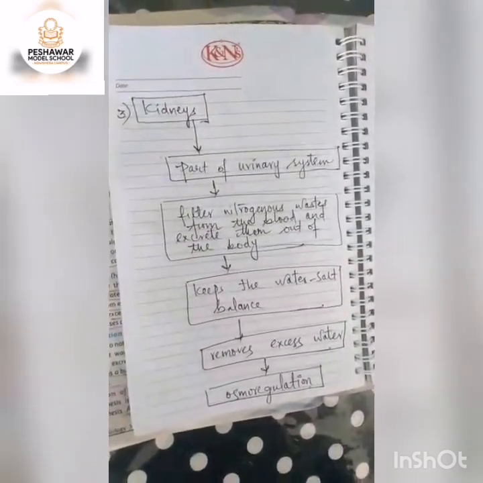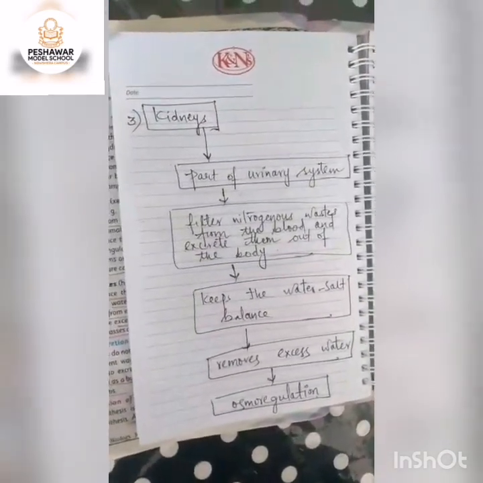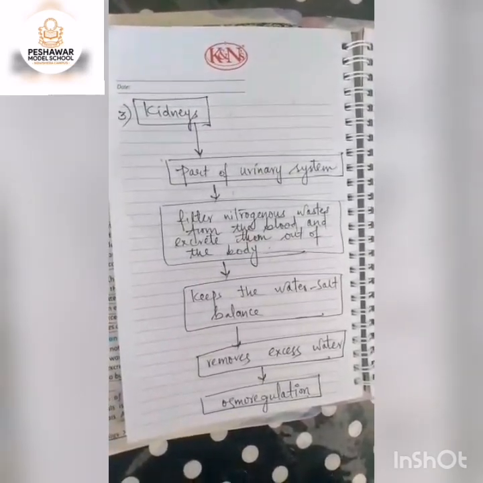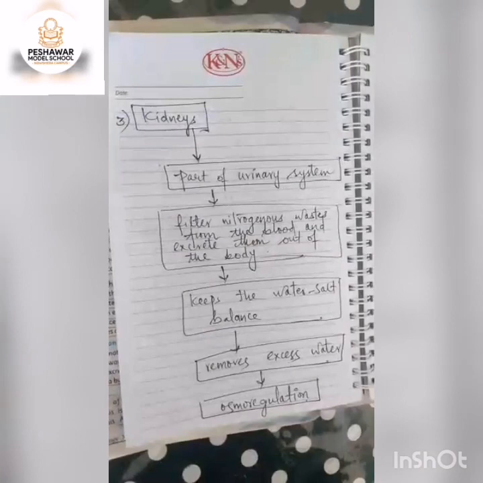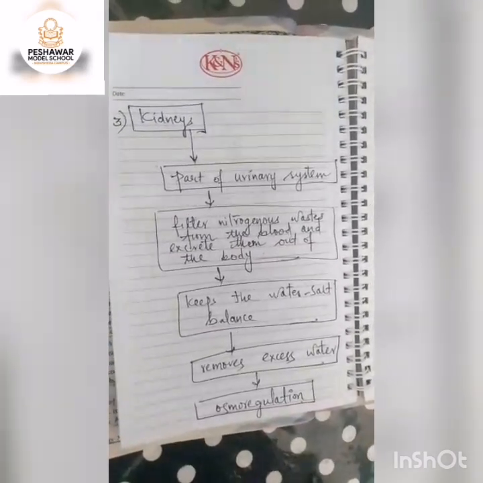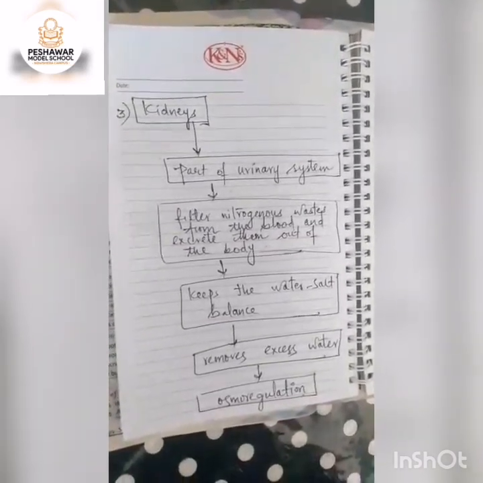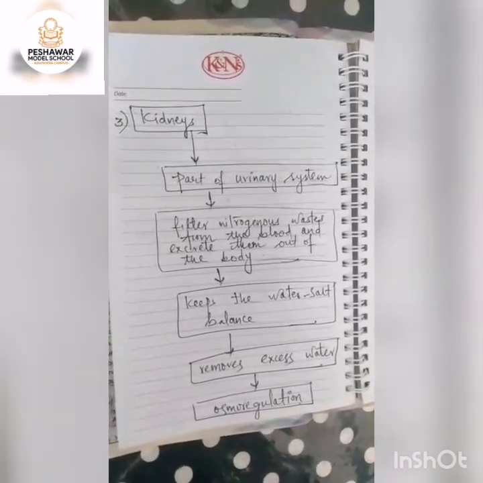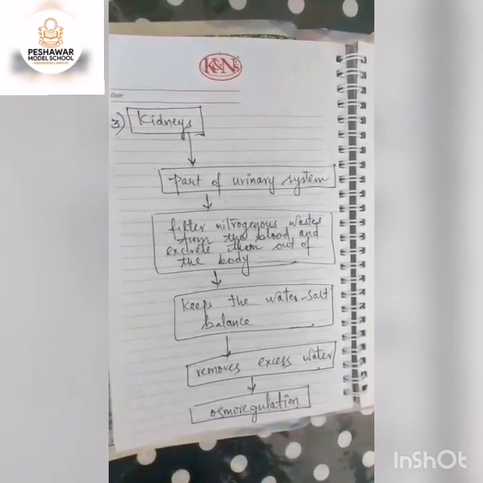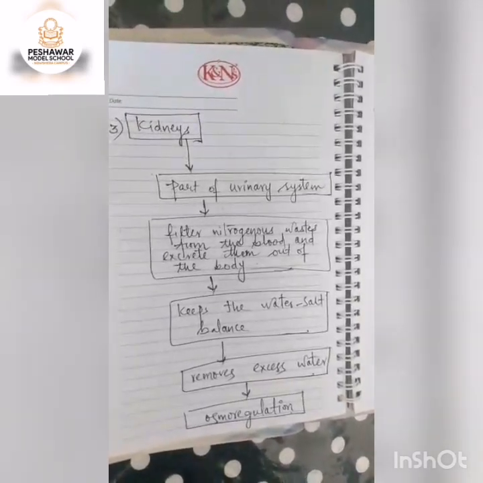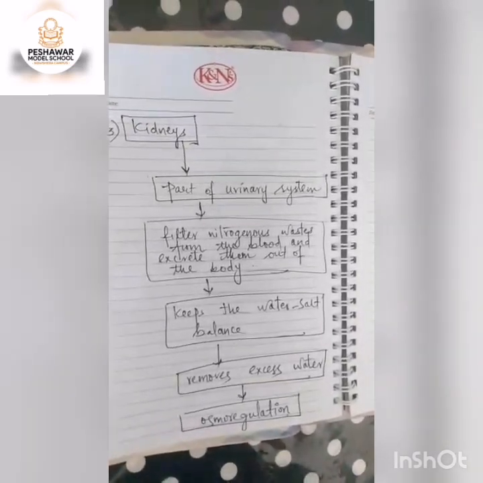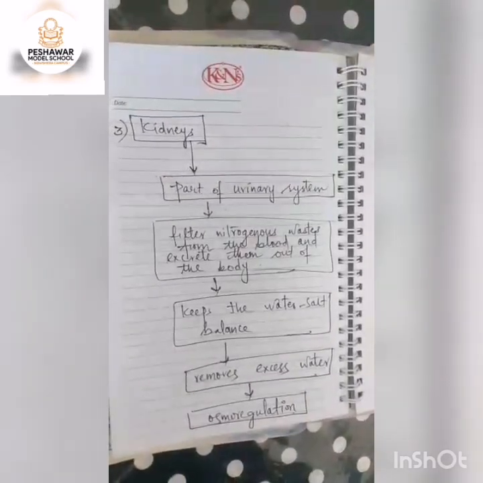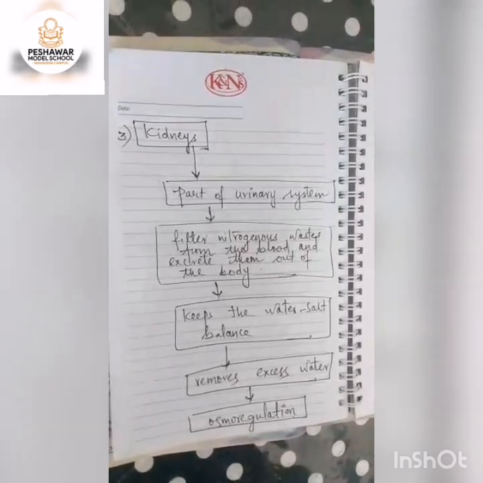If they remain inside the body, they are harmful. Now the other function which is performed by the kidneys is to keep the water-salt balance. The water-salt balance or the water-solute balance, like the water and the sodium, potassium, whatever ions are present inside the body, are to be maintained at a constant level. Next function which is performed by these kidneys is to remove excess water. You know that if you take more water, it also has to be excreted out of the body. So this function is performed by the kidneys. So you can say that these kidneys are osmoregulatory organs and they perform a very important function in osmoregulation.